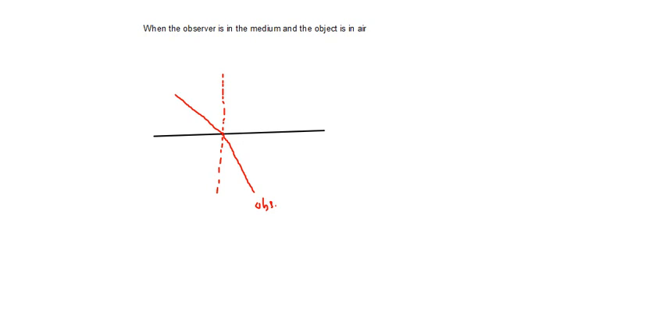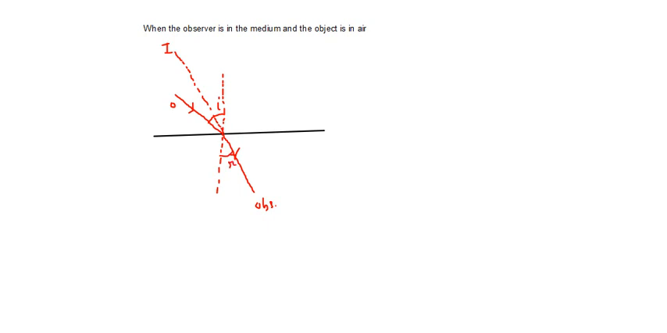right? So for the observer, the object is lying where? The object is somewhere. I have to extend it. So if I extend it, the object lies somewhere. This is the image, right? So where do you think the angle of incidence is in this case? This one is the angle of incidence. Which one is the angle of refraction now? This one must be the angle of refraction.